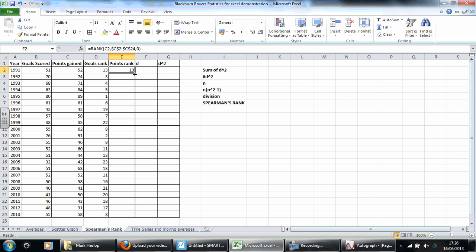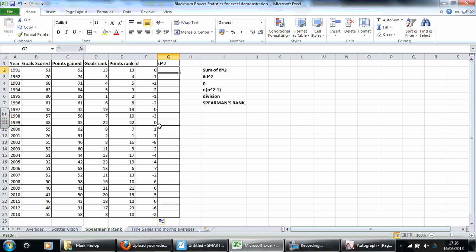Again, 13 points rank as well. There we go. Scroll that down, and we've ranked them in order. Number D stands for difference. To do difference, I'm just going to simply do this number minus this number. And scroll that down, it'll always do those two numbers minus each other. And I've got all the differences.